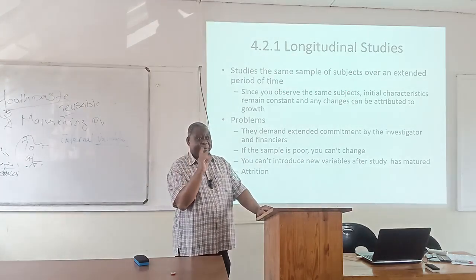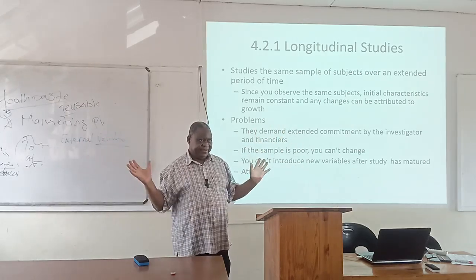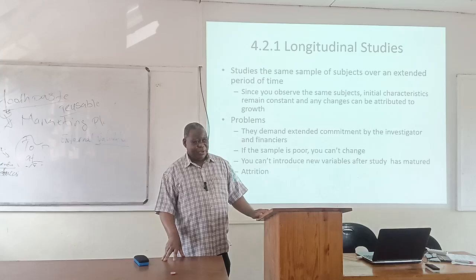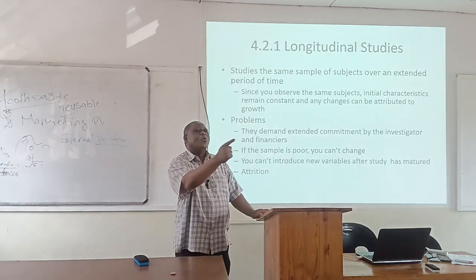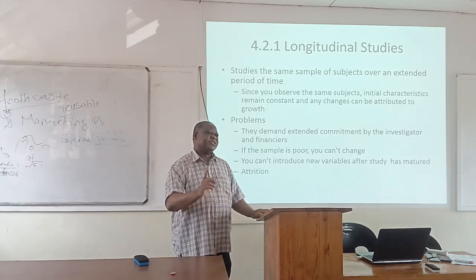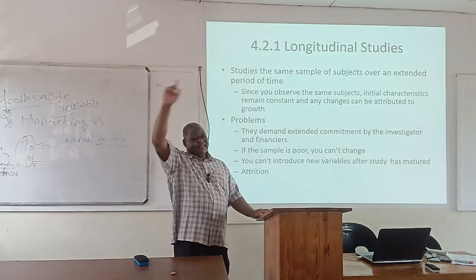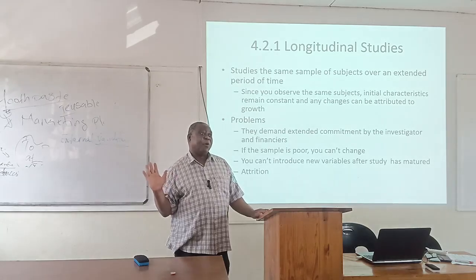So if you have come up with a sample which is not representative of the population, then you have a poor sample. You may have chosen the best secondary school in the population, but that best secondary school will not represent the other schools. Or you may have chosen a poor secondary school, which will also not represent the other schools. In both cases, you have come up with a poor sample.